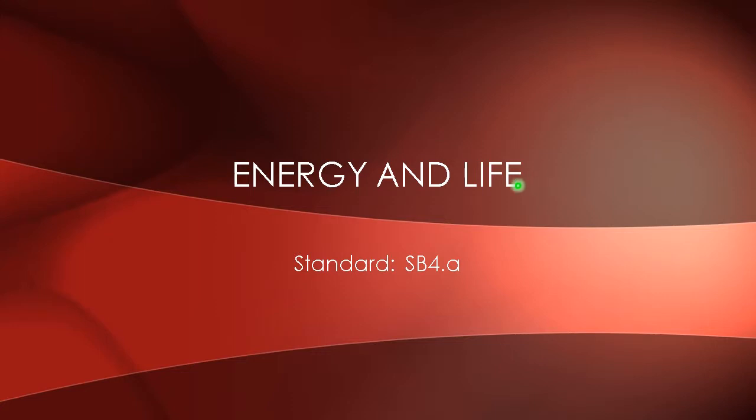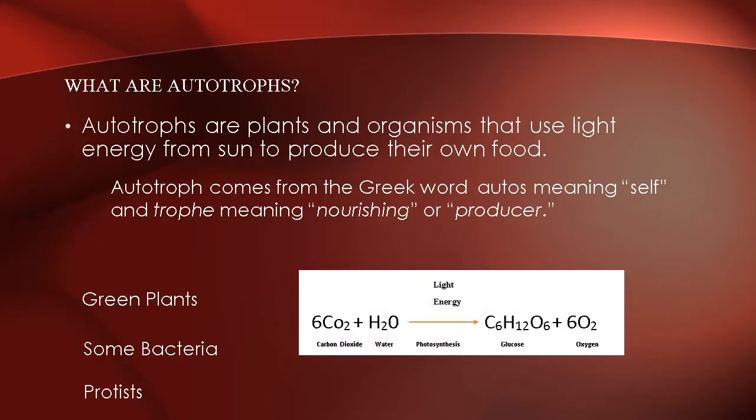Energy and life standard 4a. What are autotrophs? Autotrophs are plants and organisms that use light energy from the sun to produce their own food. Autotroph comes from the Greek word autos, meaning self, and trophe, meaning nourishing or producer. Some examples of autotrophs are green plants, some bacteria, and protists.